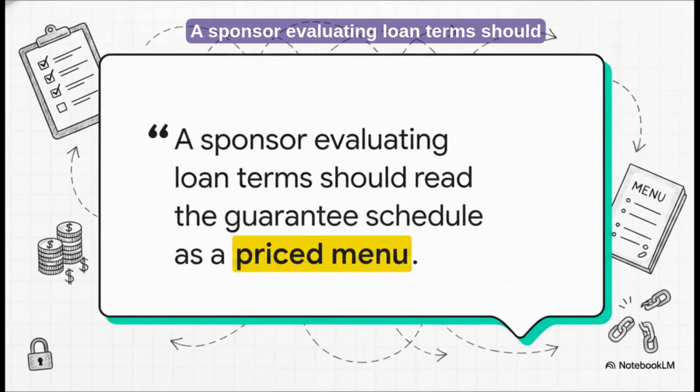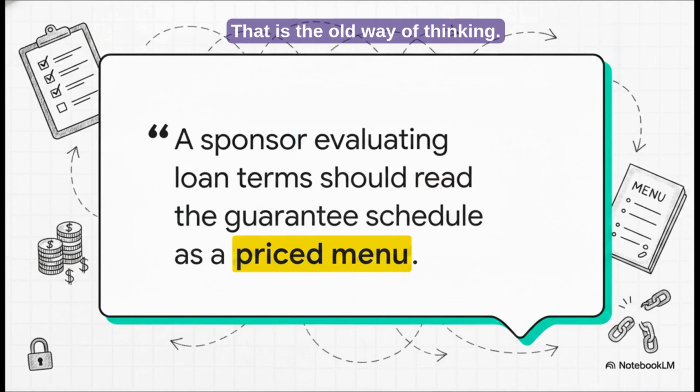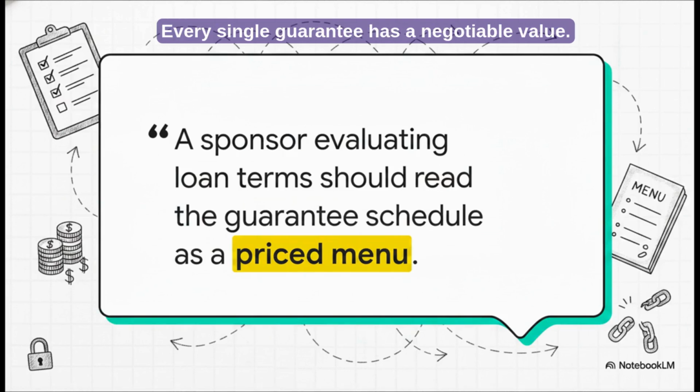There's a great quote I want to read here. A sponsor evaluating loan terms should read the guarantee schedule as a priced menu. And this brilliantly illustrates our main theme today. You shouldn't just be asking if a loan is recourse or non-recourse. That is the old way of thinking. Instead, you need to look at each item on this menu as a specific risk transfer. Every single guarantee has a negotiable value.